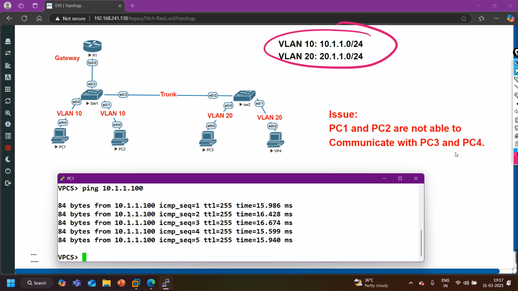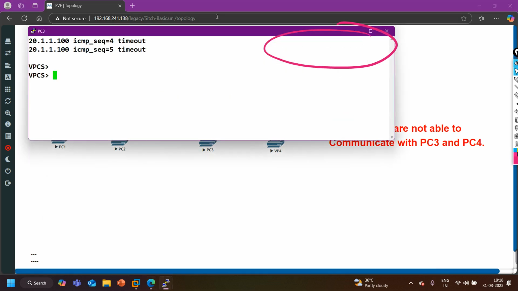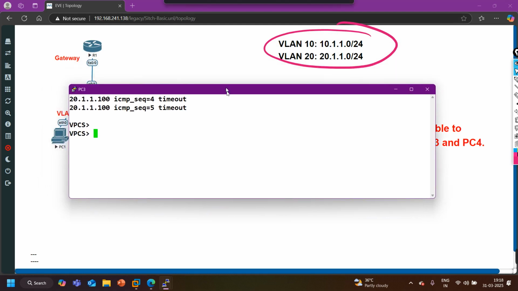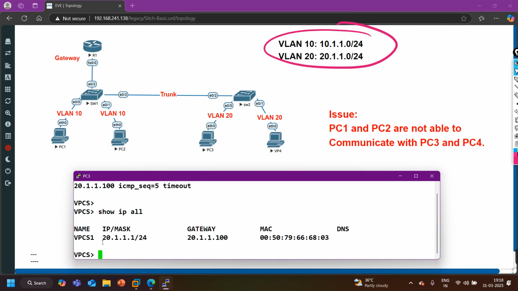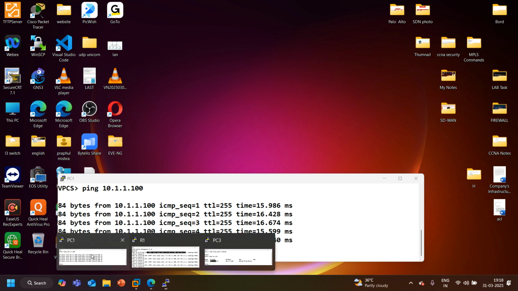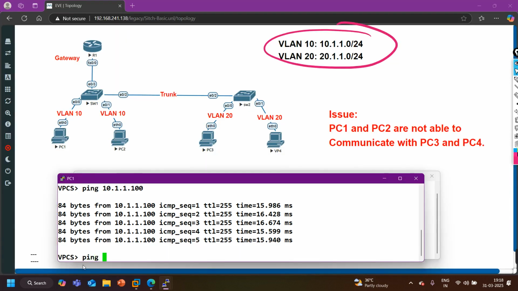PC1 and PC2 are not able to communicate with PC3 and 4. Let me access PC3. I am not accessing PC2 now because PC1 and PC3 are in different VLANs, so let me check whether they are able to communicate or not. Let me access PC3 here, and before pinging, let me verify the IP here also. The IP address over here is, you can see guys, the correct IP address from the correct subnet, 20.1.1.x, and the gateway IP address is 20.1.1.100. This is also right. So I am going to ping this IP address, 20.1.1.1, from PC1, from 10.1.1.1. Let me take you to PC1 and ping this IP.